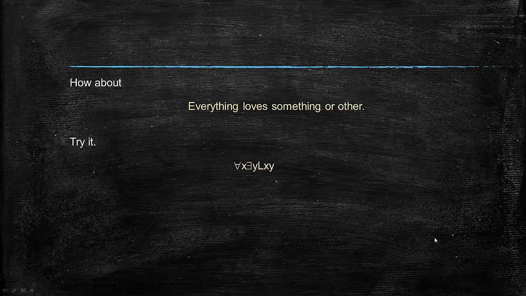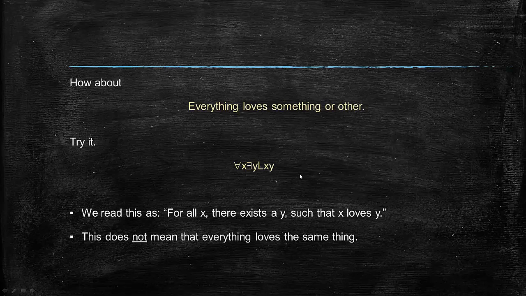Everything loves something or other means that for everything there is something such that it loves that thing. So for all x, there is some y such that x loves y. So this doesn't mean that everything loves the same thing, right? It just means there's something that everything loves.